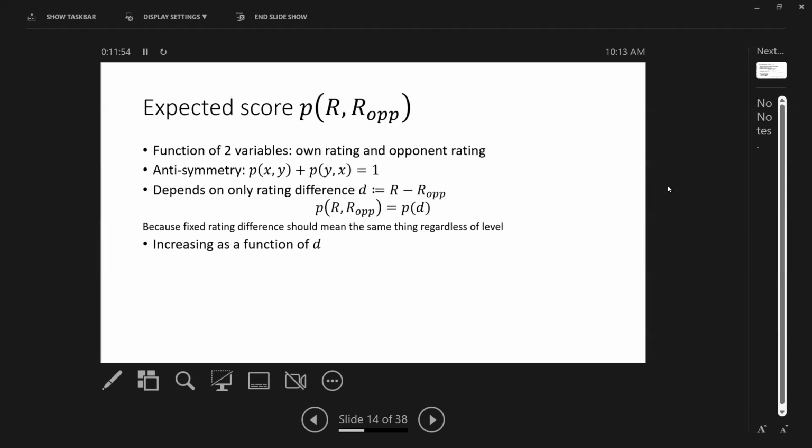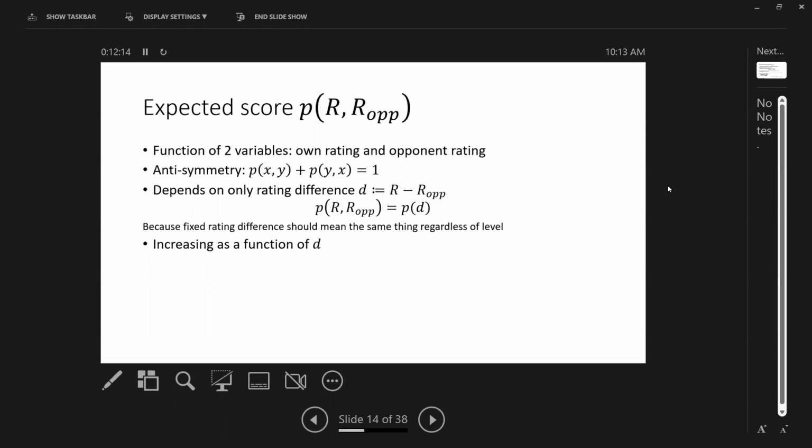Here are some properties that might be convenient for this function to have. The second one is anti-symmetry. Because chess is a zero-sum game, or the way scores are currently set up, a one-sum game, you would expect the expected scores of your score and the opponent's score to sum up to 1.